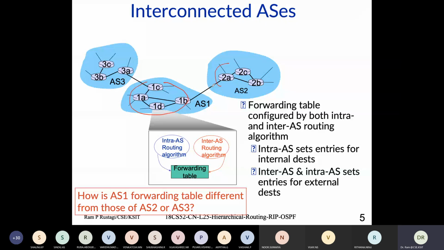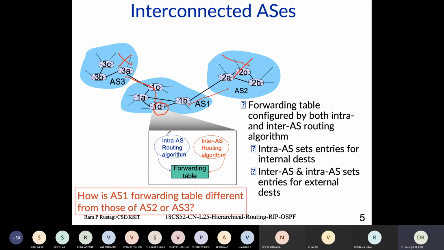Now, if we look at these three autonomous systems, AS2 is connected to AS1 using only one link. So is AS3 connected by only one link, but AS1 is connected to AS2 and AS3 using two links. Now let's say there is a network X here, there is a network Y here, and 1D gets a packet for destination X. How does 1D decide? Should it go to 1B to go to AS2, or should it go to 1C to go to 3A?